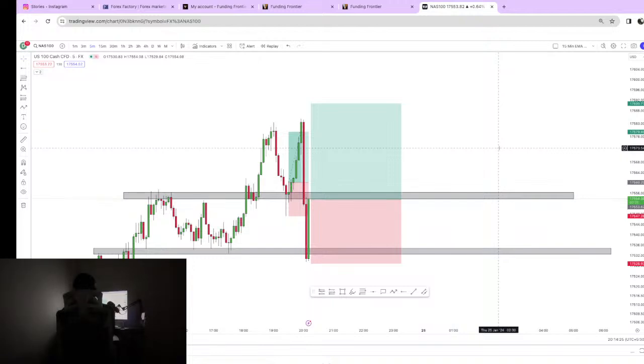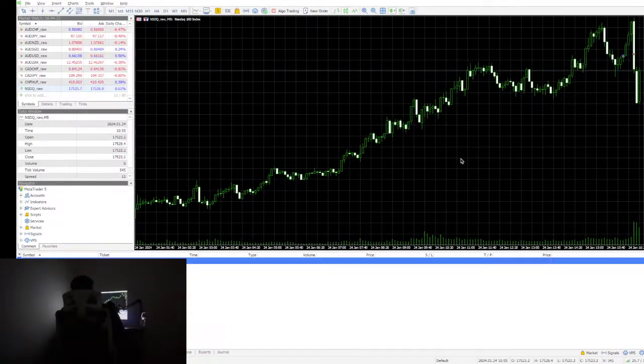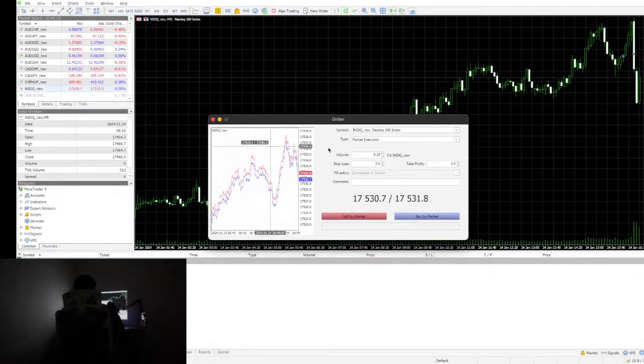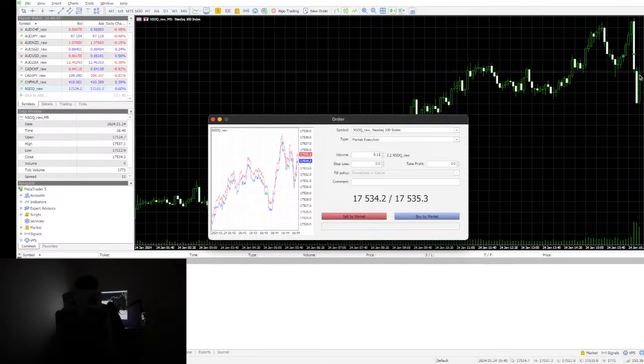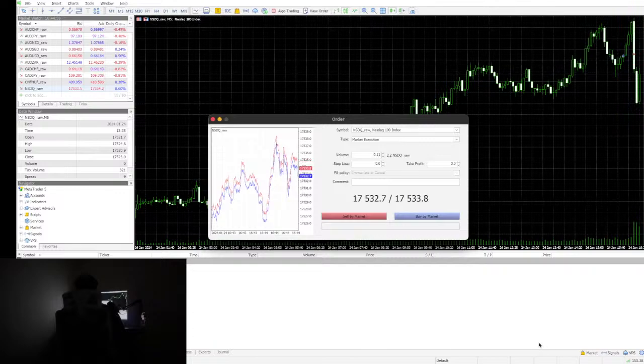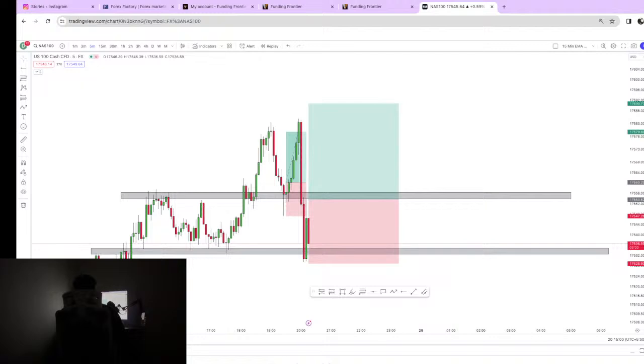Yeah, if it closes like this, okay. Let's keep the MT5 ready. I'll open it with 0.11 lot size. No, so it has not closed. Okay.